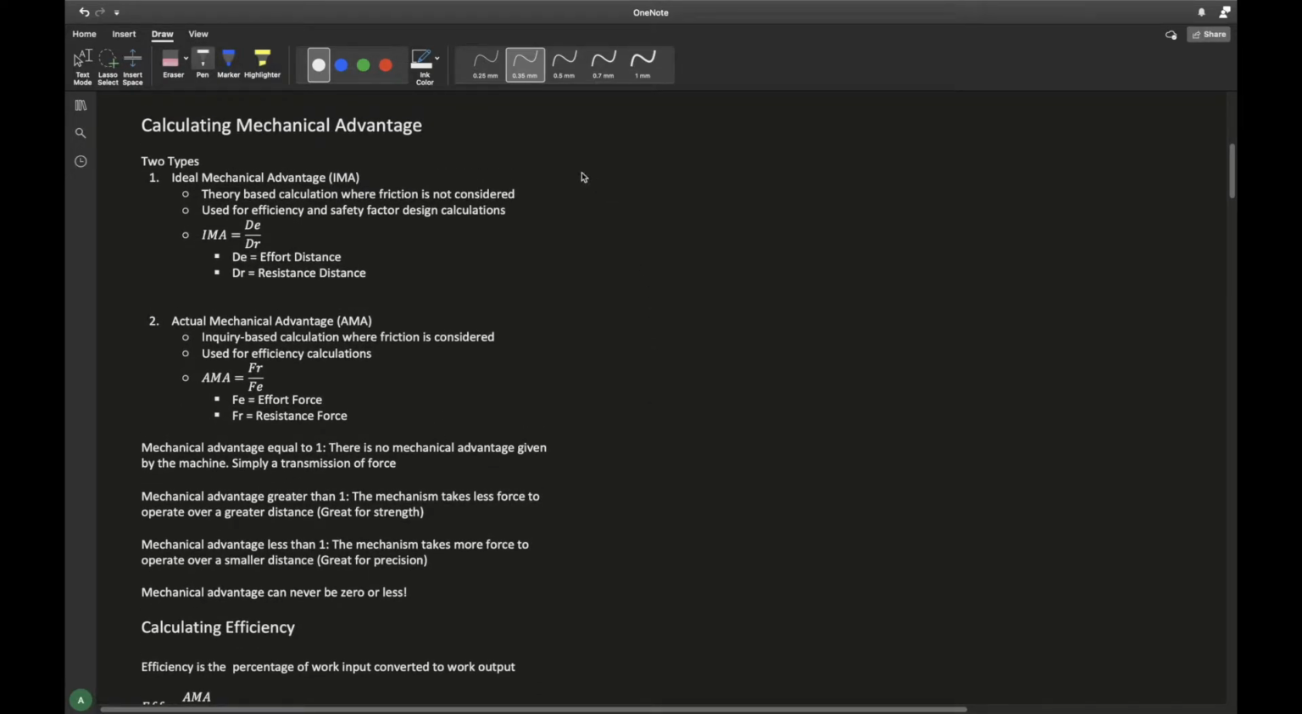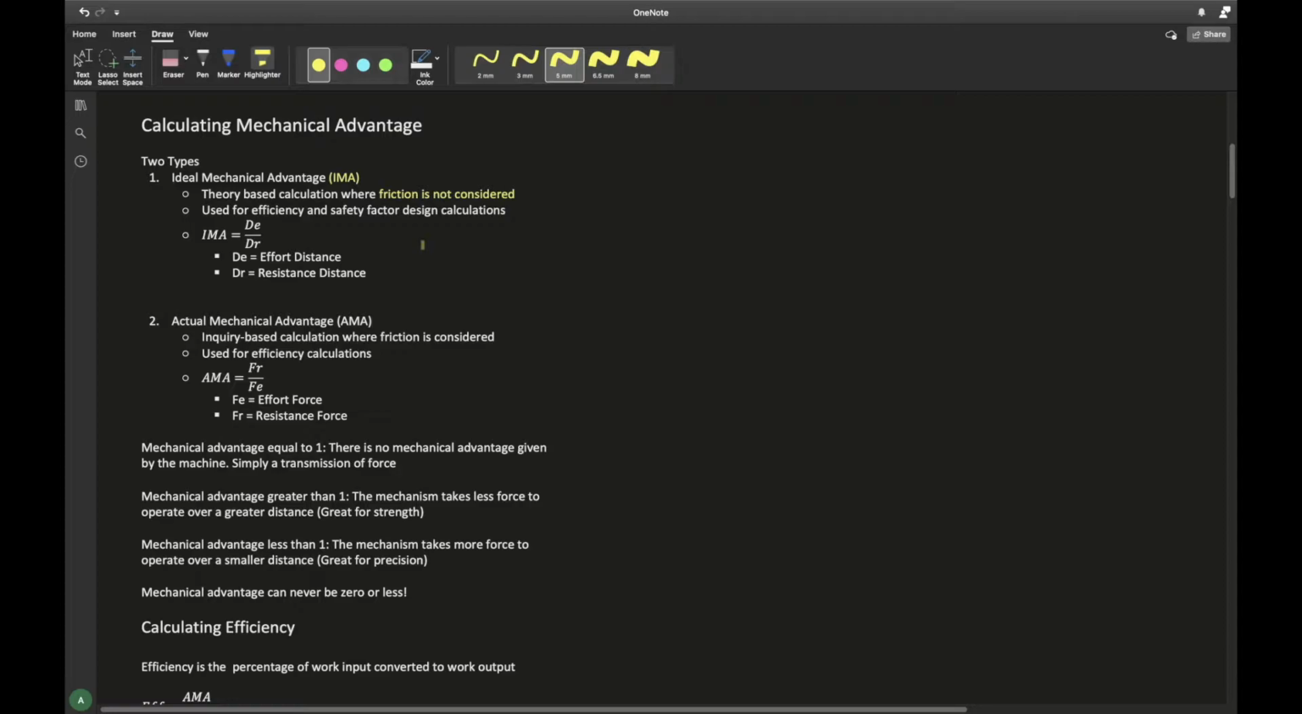So with calculating mechanical advantage, it's important to note that there are 2 different types that we'll be dealing with. The first type is the ideal mechanical advantage, or the IMA. And these are theory-based calculations where friction is not considered. So this is important to highlight here. Friction is not considered in any of these calculations. So we're dealing with 100% efficiency with these mechanisms. So we use this primarily for determining efficiency, which you'll see later, and the safety factor design calculations.